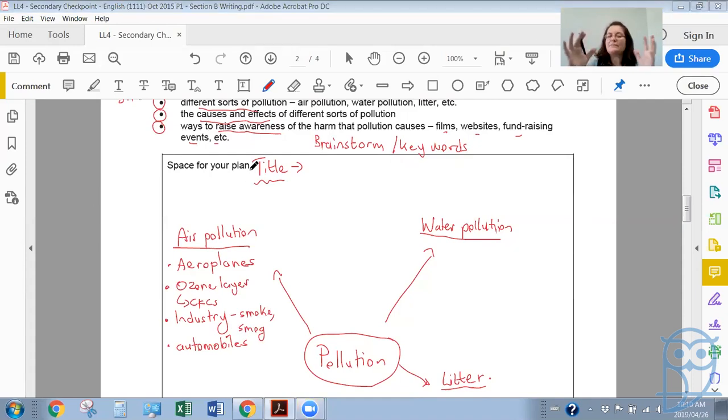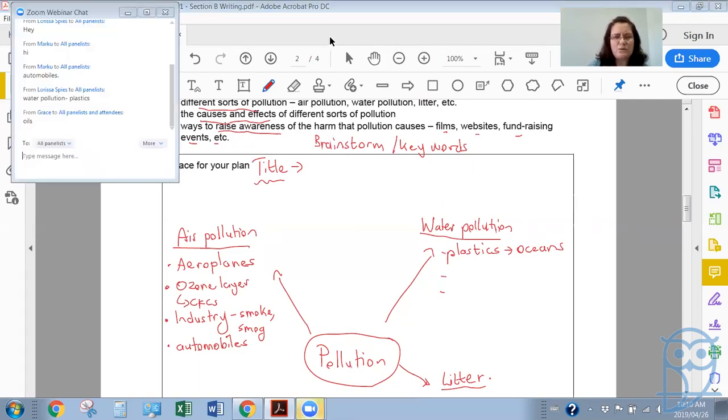Okay, we've looked at air pollution. Coming to water pollution, any ideas that we can think of, just off the top of your head? Remember, you're brainstorming. Plastics, good. Yes, plastics are a real problem, especially in the oceans, isn't it? What other kinds of water pollution do we get? Just think about it for yourselves.